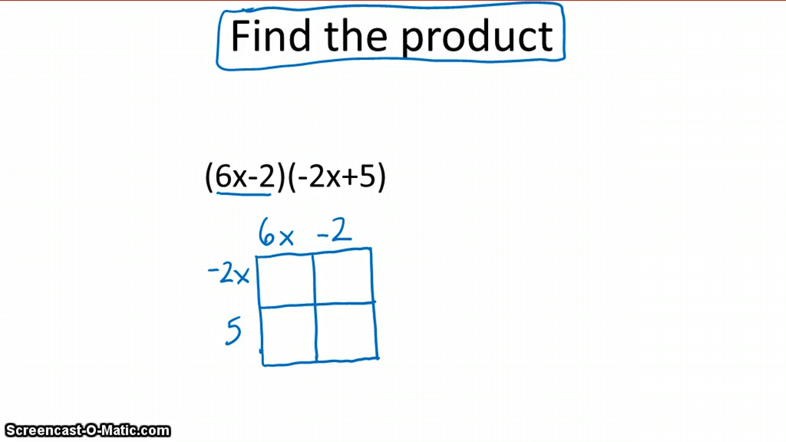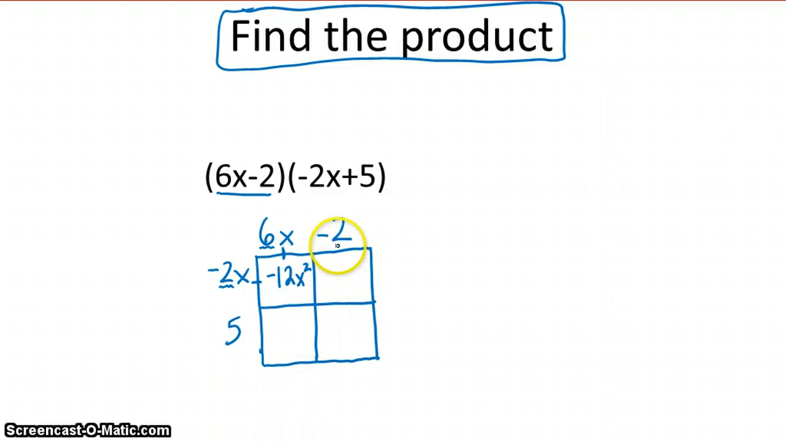Okay, so on this one I helped you set up your box, but I wanted you to practice seeing if you could figure out what numbers go inside the boxes. Now let's do a quick review of that. Remember, it works like a multiplication table. So I take the thing on top of this box and on the side. So those two things would be multiplied together to go in the top left-hand corner. So a 6x times a negative 2x. Now remember, we always multiply the numbers together, so 6 times negative 2 is negative 12. And then the variables. So x times x gives me x squared.